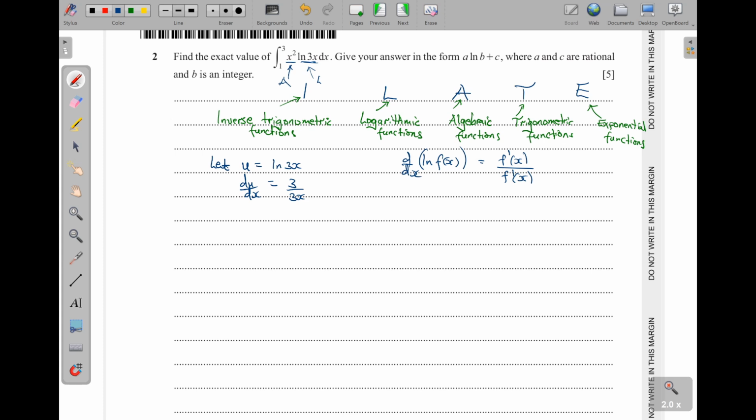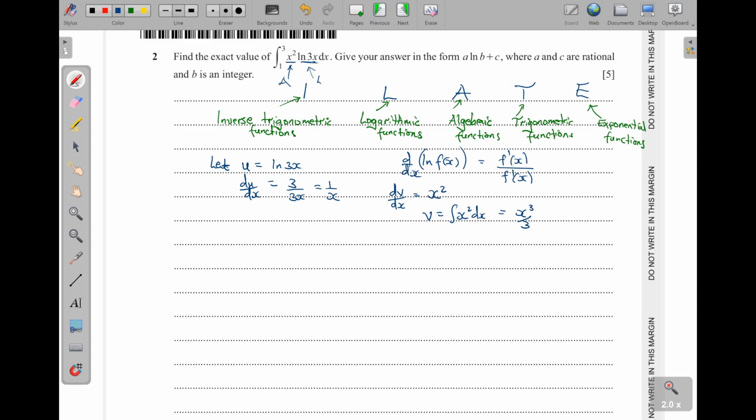So this one can disappear, and then you have 1 over x. Then we can also have our dv dx is going to be equal to x squared. It's the one we integrate. So we have the integral of this one automatically is going to be x cubed over 3.